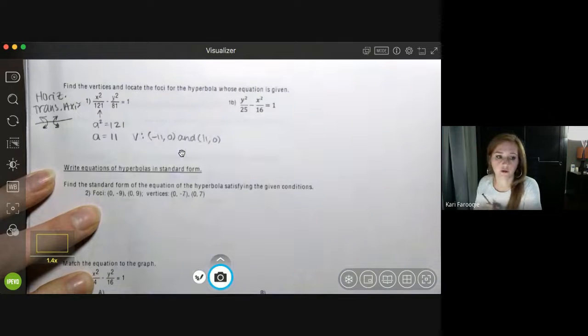And then we'll find the foci. And if I asked you to do this on a test and you just wrote plus or minus 11, comma, 0, that's fine.